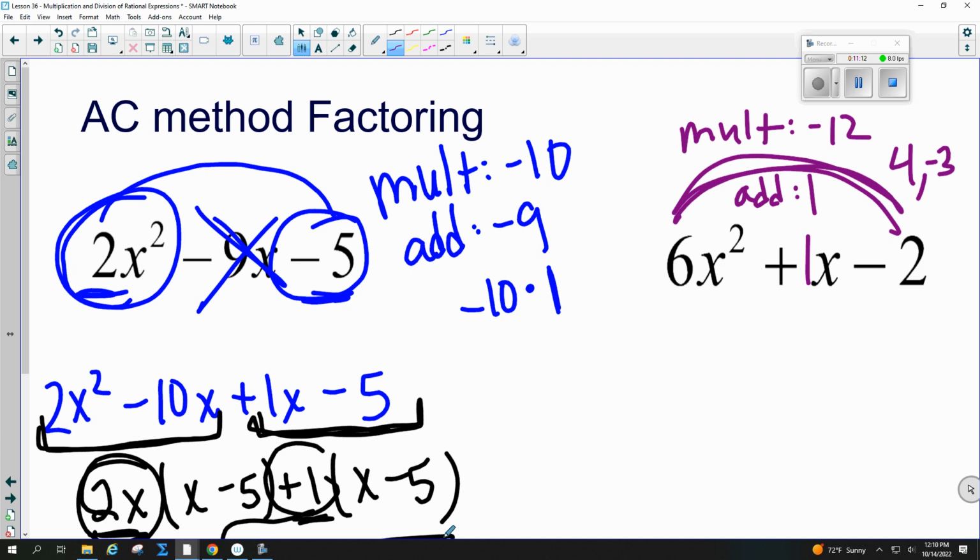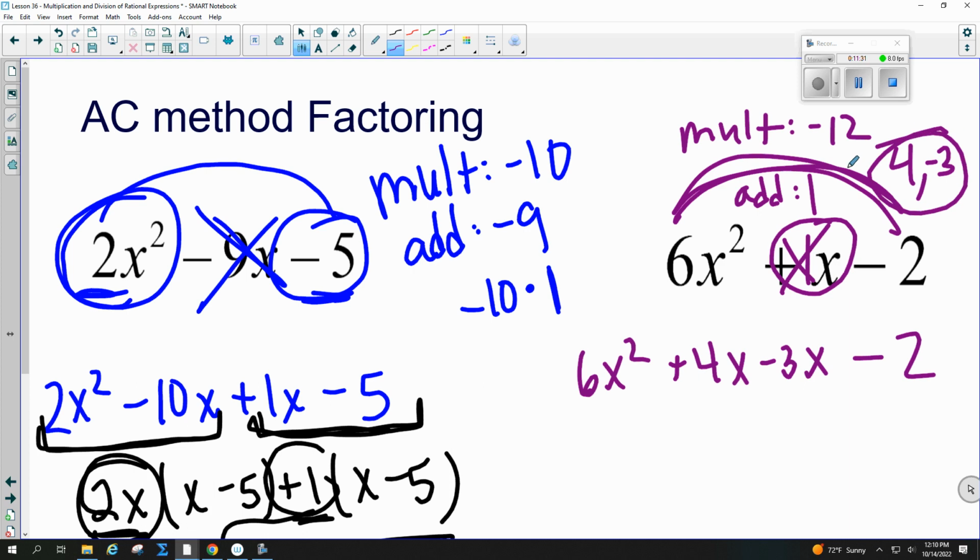Now, I'm going to rewrite this as 4 terms. So you keep your first term. You cross off your middle one, and you do plus 4x minus 3x minus 2. So you keep your last one here. Notice I replaced this with these, okay? Factor by grouping now. What can come out of the first two, you guys? Everybody? 2x. What's left is 3x plus 2 when you take out that 2x.